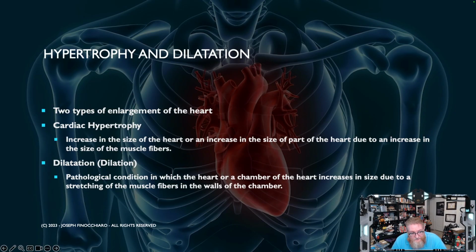Hypertrophy and dilatation. There are two types of enlargement of the heart. The first is cardiac hypertrophy, and the second is dilatation or dilation. Cardiac hypertrophy occurs when there is an increase in the size of the heart or an increase in the size of part of the heart due to an increase in the size of the muscle fibers. Dilation occurs as a result of a pathological situation in which the heart or a chamber of the heart increases in size due to a stretching of the muscle fibers. So cardiac hypertrophy, the muscle fibers are getting bigger. Dilation, the muscle fibers are stretching.